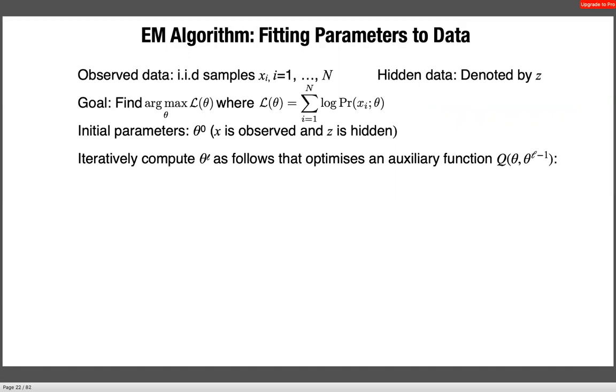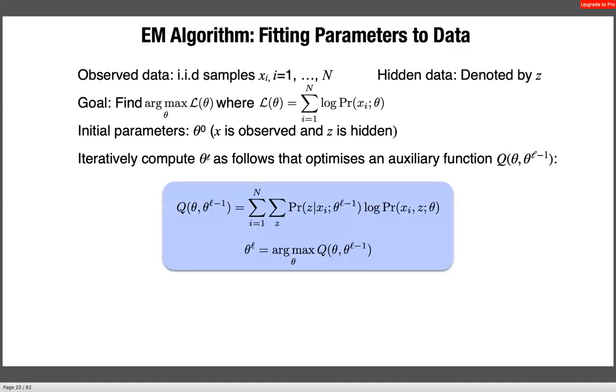You're going to iteratively compute theta L using the following auxiliary function, which we're going to define as Q, which is a function of theta and theta L minus 1. So here note, you're in the Lth iteration. You're trying to compute theta L, which means that theta L minus 1 are your current best estimates of the parameters from the previous iteration, and theta is the variable. Okay, and this is what the auxiliary function looks like.